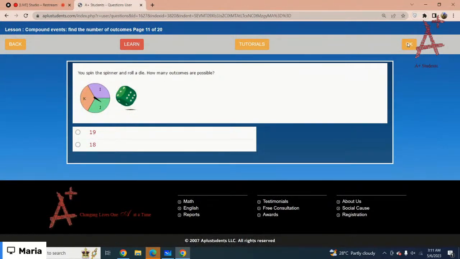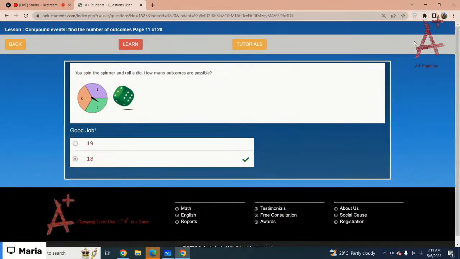You spin the spinner and roll a die. How many outcomes are possible? For the spinner, you have 3 outcomes, and for the die, it would be 6. So you have to do 6 times 3. That means you have 18 outcomes. The total outcomes are 6 times 3, which is 18. So the correct option is 18.